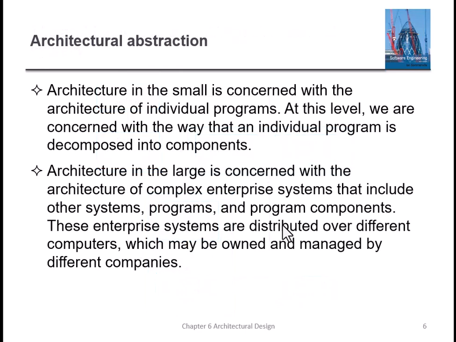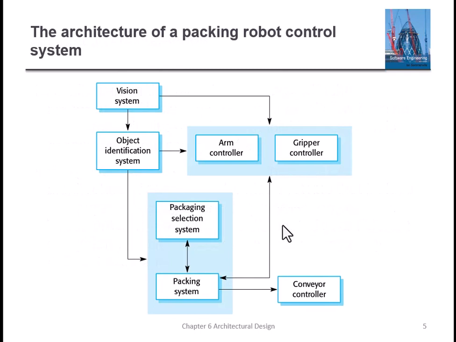One of the important properties of architectural design is architectural abstraction. Abstraction means hiding something or hiding the details. You can look at this slide. Here only the graphical representation of the components is shown, and the details are hidden. So this property is called abstraction.